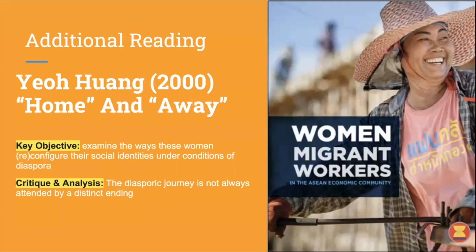So, hi, guys, and I would like to talk about additional readings with contemporary examples. And in this part, I would like to discuss ways in which international women workers reconfigure their social identities under the condition of diaspora by using the Huang series and examples.